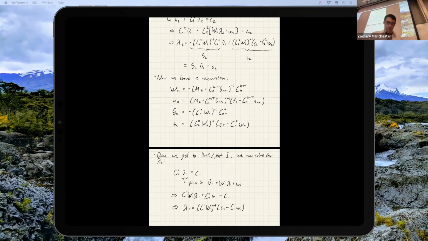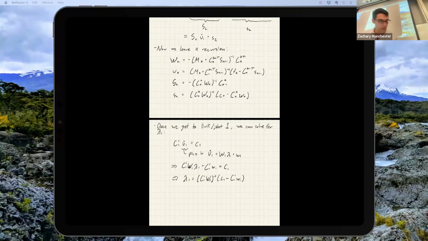Cool. So now we've got lambda 1. Now we're ready to go forward, back to the backward pass.